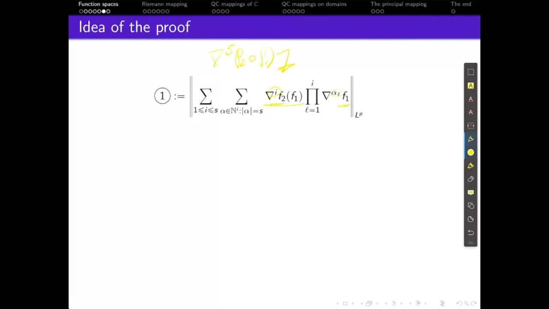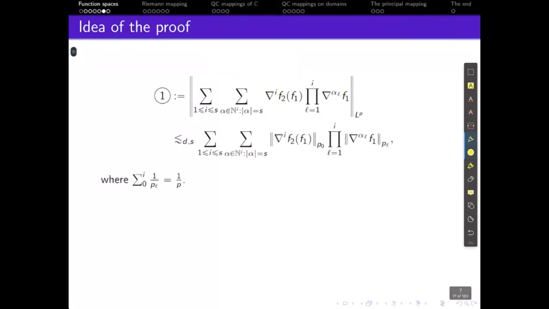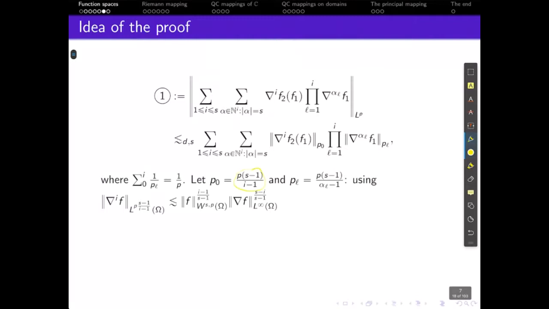Then we will apply, of course, the triangle inequality and Hölder inequality. Very easy. And what we get, we need to put here a p0 for this function and p sub l for each one of these L terms here. And these exponents satisfy that they add up to p, so that the Hölder inequality works. Okay. And which exponents will we choose? We choose the following. This p0 is p times (s minus 1) divided by (I minus 1), and p_l will be this thing here. Essentially it is the same.